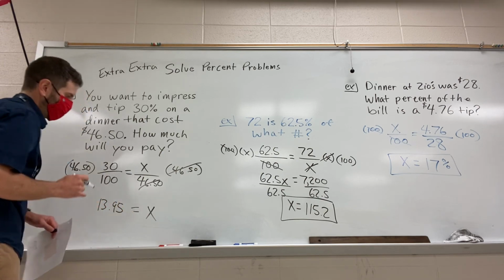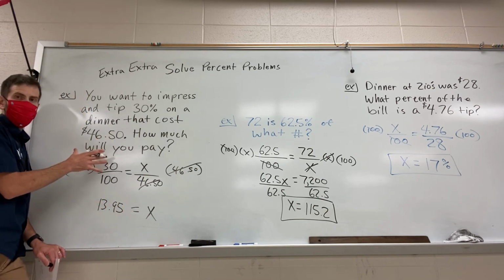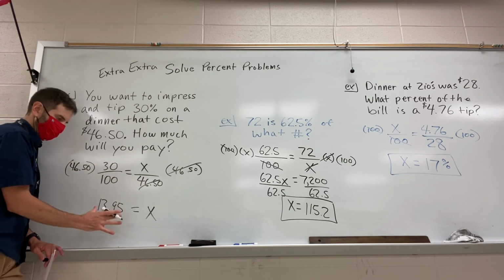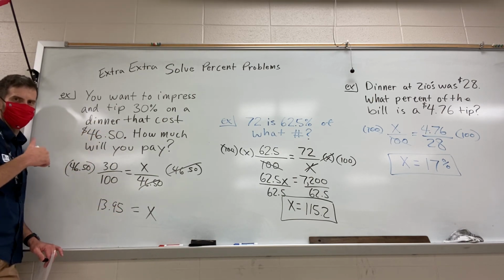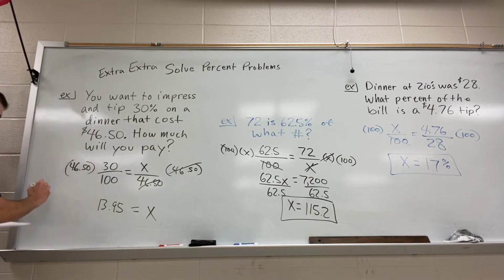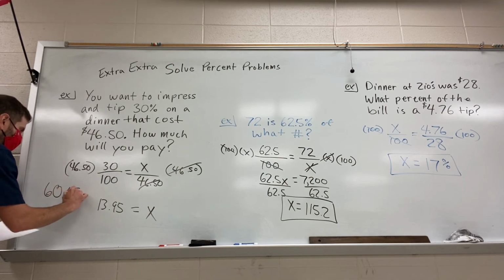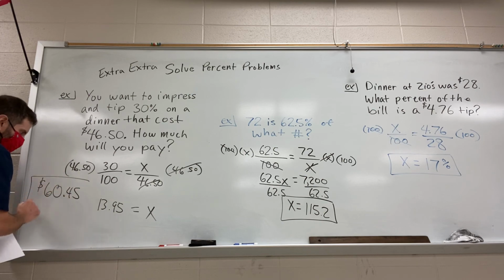But then to finish this up, to find out how much we will pay total, we take that $13.95, add it to the $46.50, and it turns out that you'll get $60.45, using the magic of my notes here, $60.45.